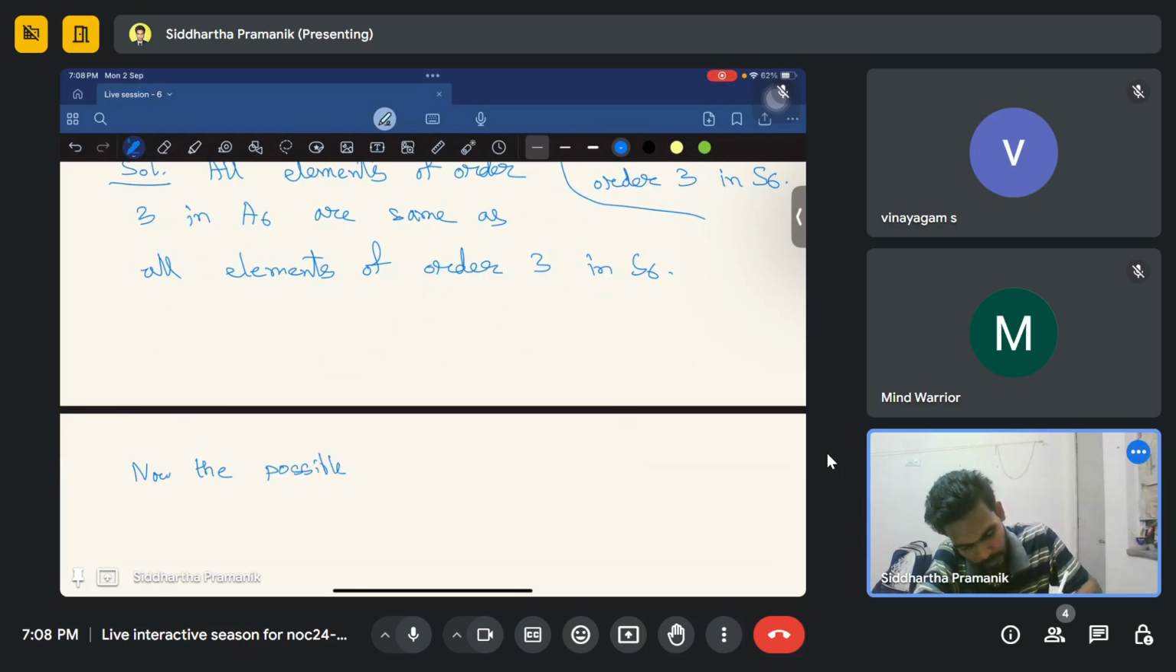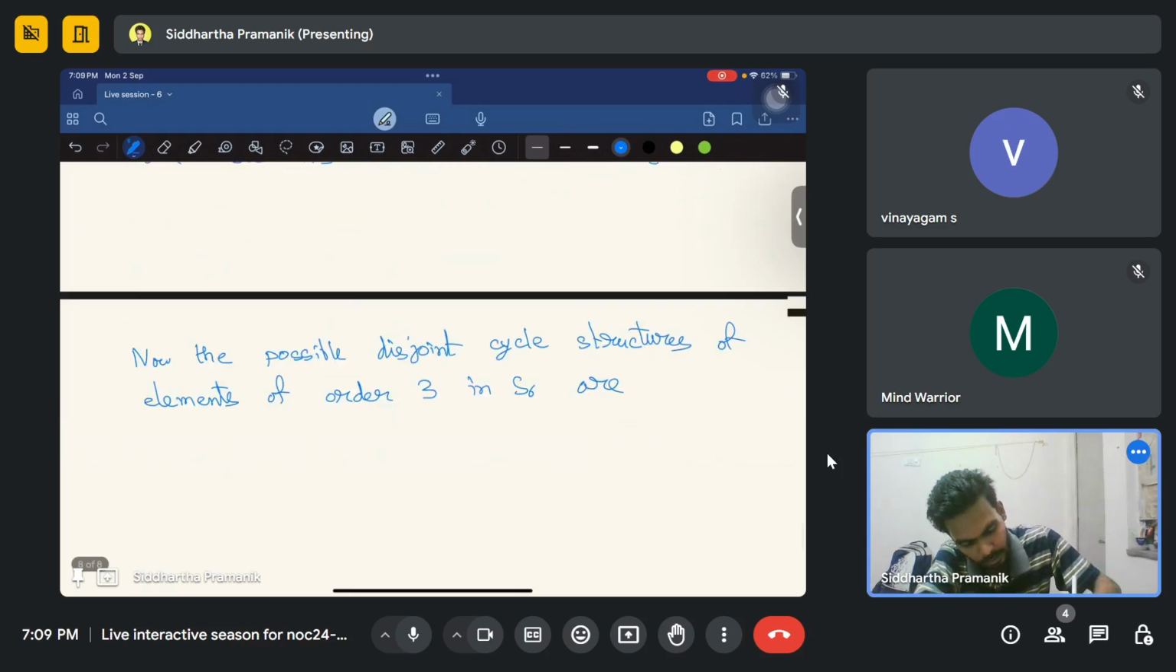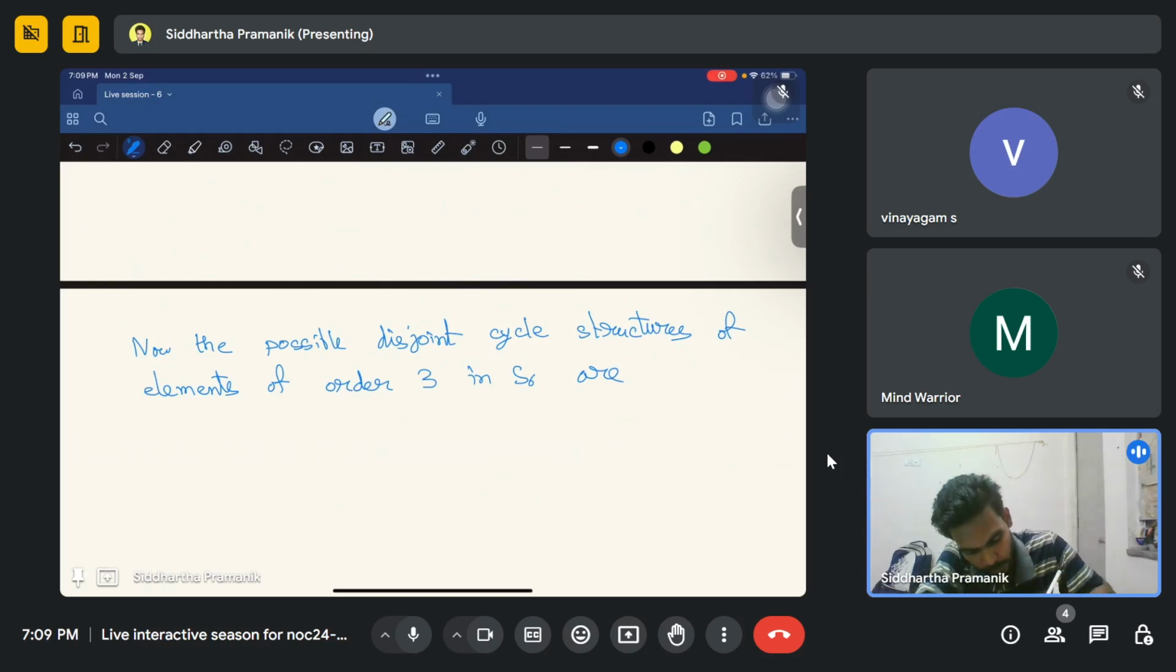So now the possible disjoint cycle structures of elements of order 3 in S6 are, first of all, it can be a 3 cycle, because a 3 cycle has order 3, or it can be a product of two disjoint 3 cycles.